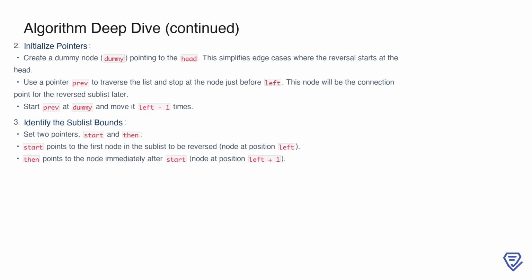Once previous is in place, we identify the bounds of the sublist using two additional pointers, start and then. The start pointer marks the first node of the sublist to be reversed, which is the node at position left, while then points to the node immediately after start, at position left + 1. These pointers are key to isolating and reversing the sublist in the next steps.